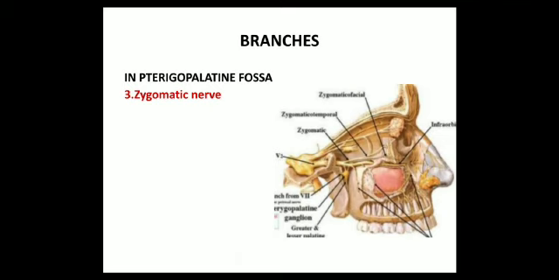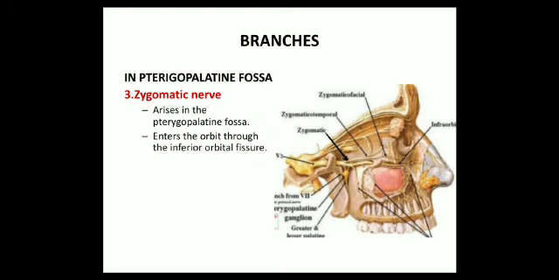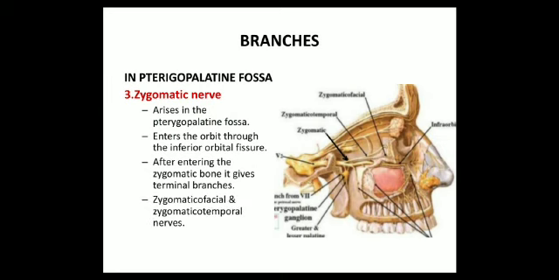The zygomatic nerve arises in the pterygopalatine fossa and enters the orbit through the inferior orbital fissure. After entering the zygomatic bone, it gives the terminal branches, that is the zygomaticofacial and zygomaticotemporal nerves.